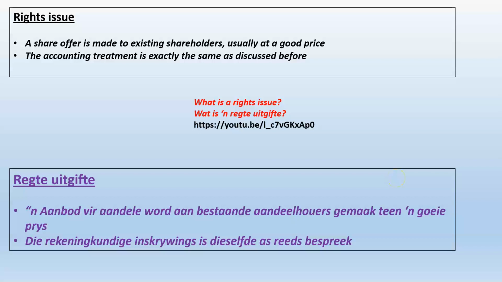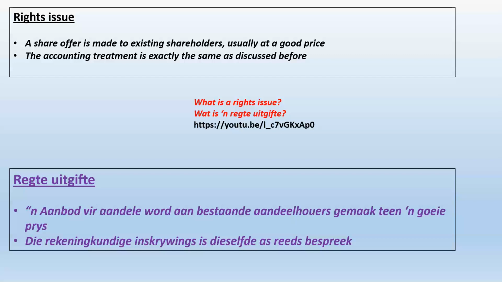Let's continue and talk about rights issues. Now, a rights issue, we've already said to each other, is a share offer that is made to existing shareholders, and usually it's done at a good price. So if the share is, for instance, trading on the JSE, let's say for argument's sake at 10 Rand per share, then when they do a rights issue, they offer these new shares to the existing shareholders at a very special price, let's say of 9 Rand per share.